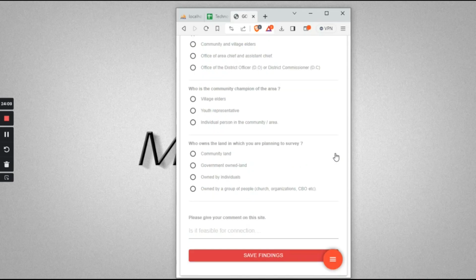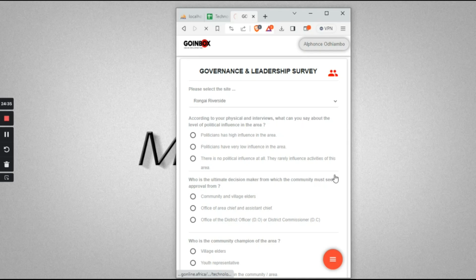And then look at the land ownership, because you are going to erect masts, you are going to build physical infrastructure, you are going to maybe pass through someone's land and all that. So it is very important for you to know the type of land ownership, who owns what, and who has a say. So it is very important to know that part of information.